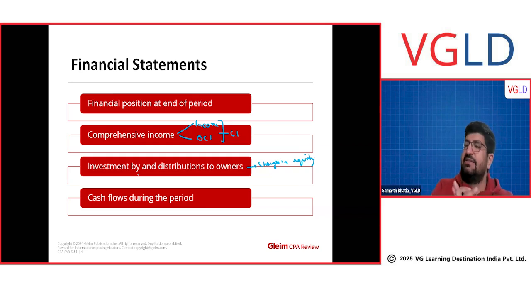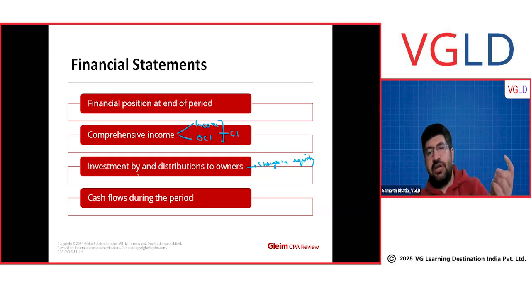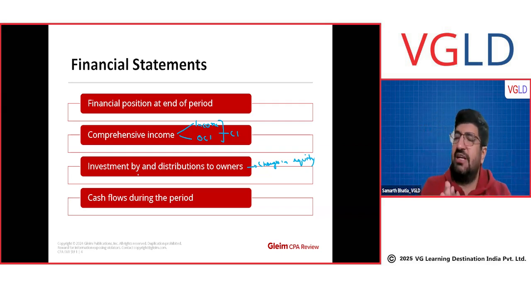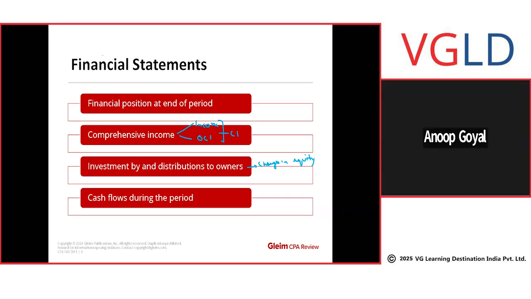So when I'm saying statement of comprehensive income, I'm talking about the statement of income as well, and I'm talking about the statement of OCI as well. When we combine these two statements, it will become a statement of comprehensive income. Okay, so we can say P&L statement plus other income. Yes.